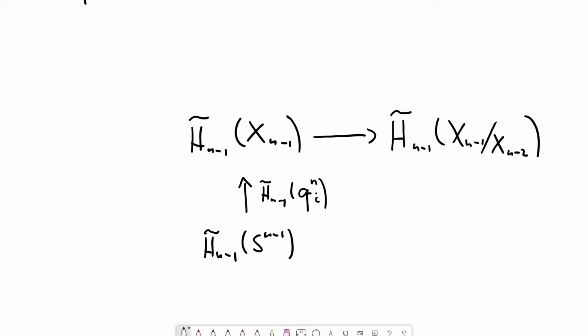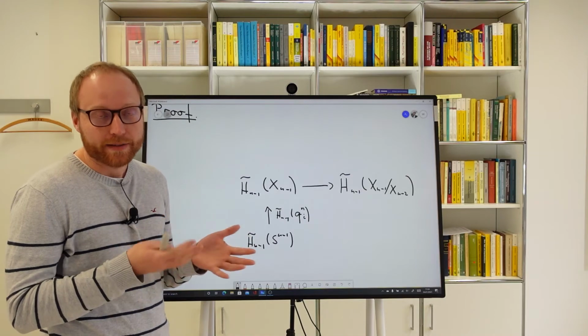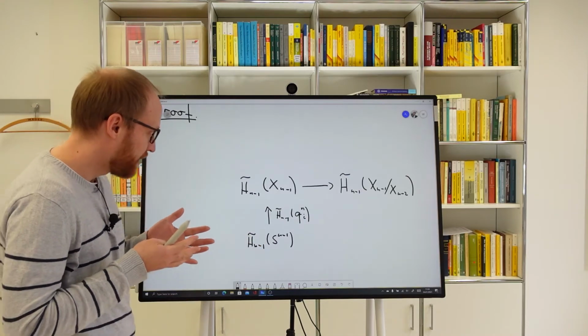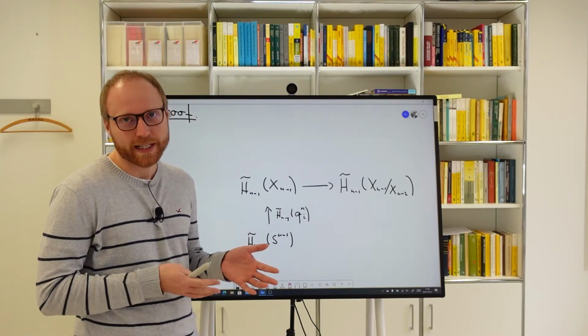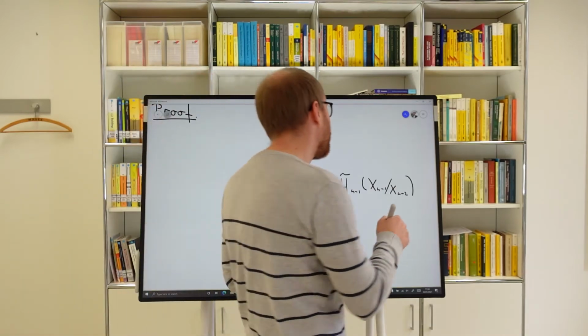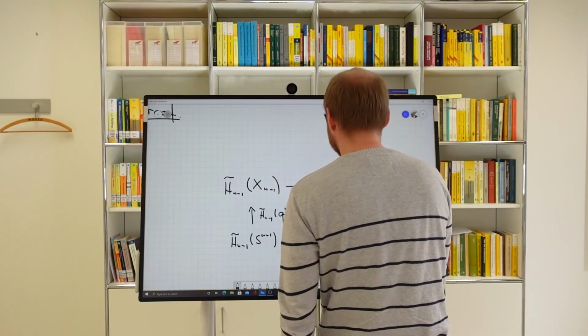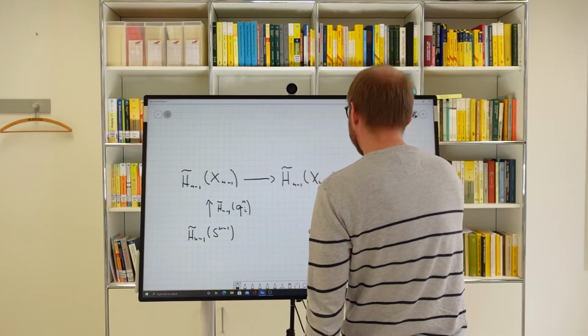Because in the end, I want to come up with the (n-1)st cellular chain module on the upper right corner of our diagram, and that involves the (n-2) skeleton. It was defined as the (n-1)st homology of the (n-1) skeleton relative to the (n-2) skeleton. So at some point, this (n-2) skeleton needs to show up, and it shows up here, yeah?